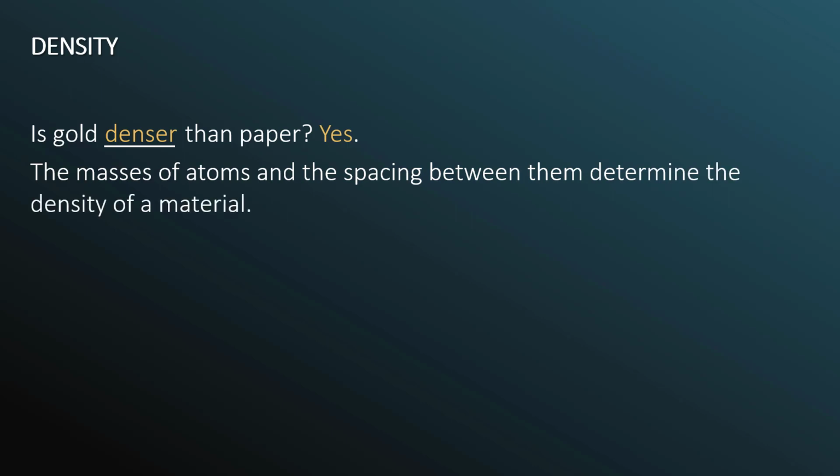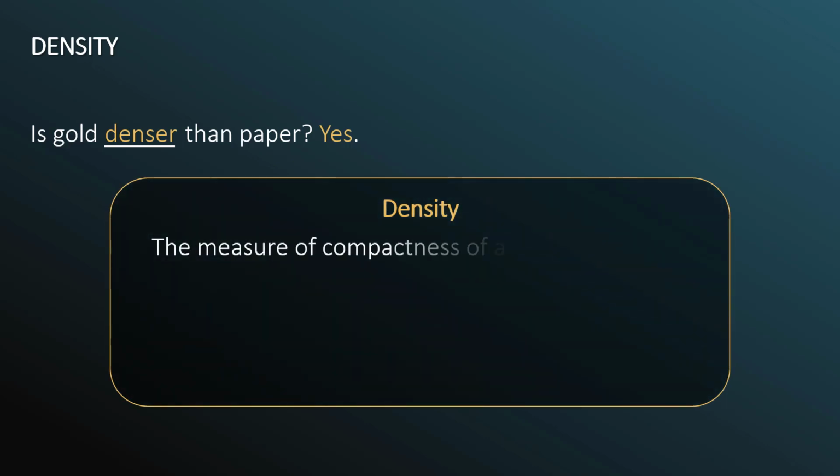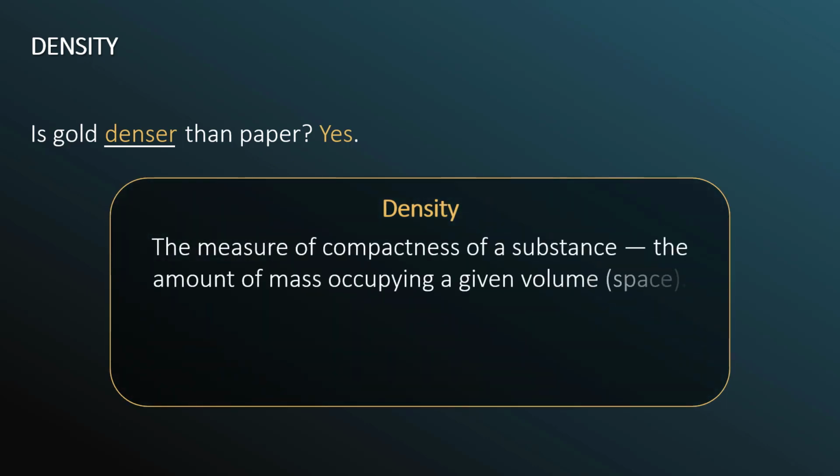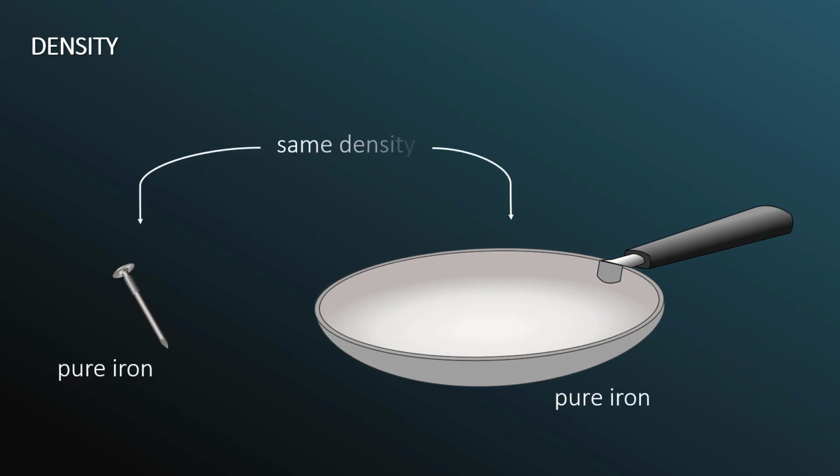So what is this density? Well, density is just the measure of compactness of a substance, the amount of mass occupying a given volume or space. And it's denoted by this Greek letter rho. That's not a P, that's a Greek letter rho, which equals m/v. And density is a property of a material. It doesn't matter how much of the material you have. For example, a pure iron nail has the same density as a pure iron frying pan. They have different mass, weight, volume, etc., but mass density will be the same so long as both are at the same temperature and pressure.